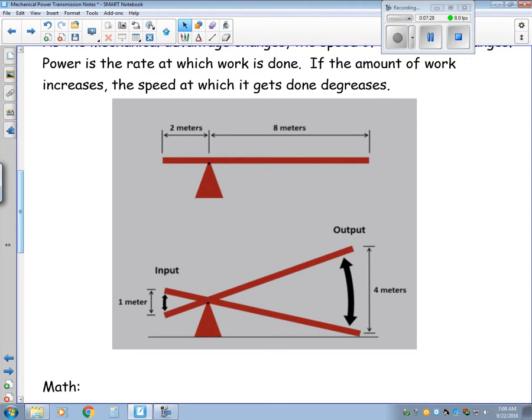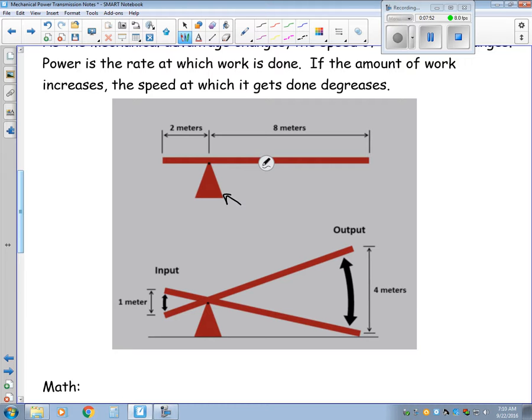So believe it or not, a gear can be thought of as a simple seesaw. So in this seesaw, we have a fulcrum, which we've placed closer to one end. So we've got 2 meters on one side of the fulcrum, 8 meters on the other side. And we want to calculate the mechanical advantage of this system.